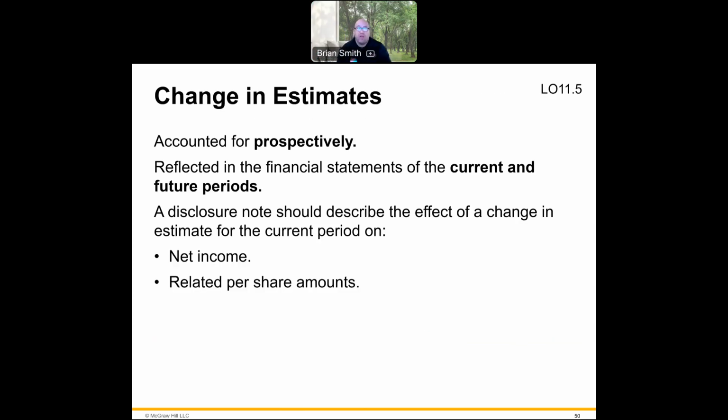All right, changes in accounting estimates, or change in estimates. They are not errors. With errors, you have to go back and change prior financial statements. Changes in accounting estimates are not errors, and therefore we only have them impact the current and future periods only. We call that prospectively.